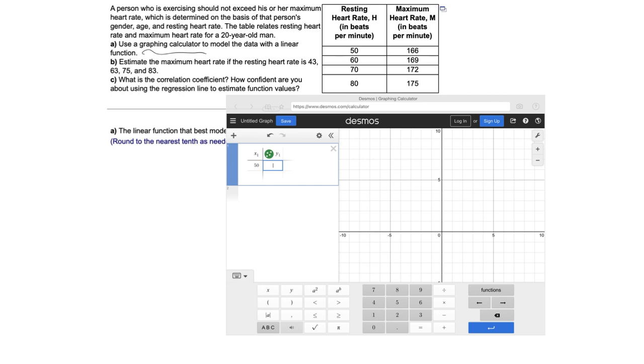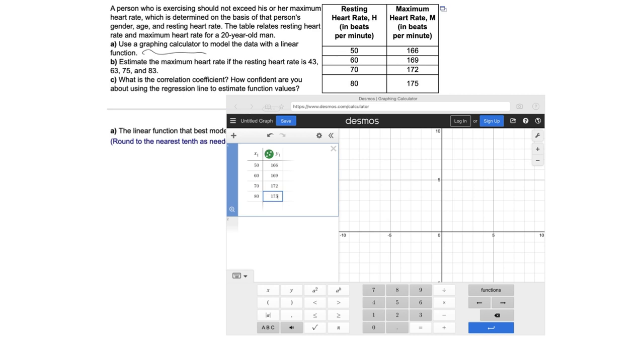So 50, 166. 60 is 169. 70 is 172. 70, 72, and 80 is 175.